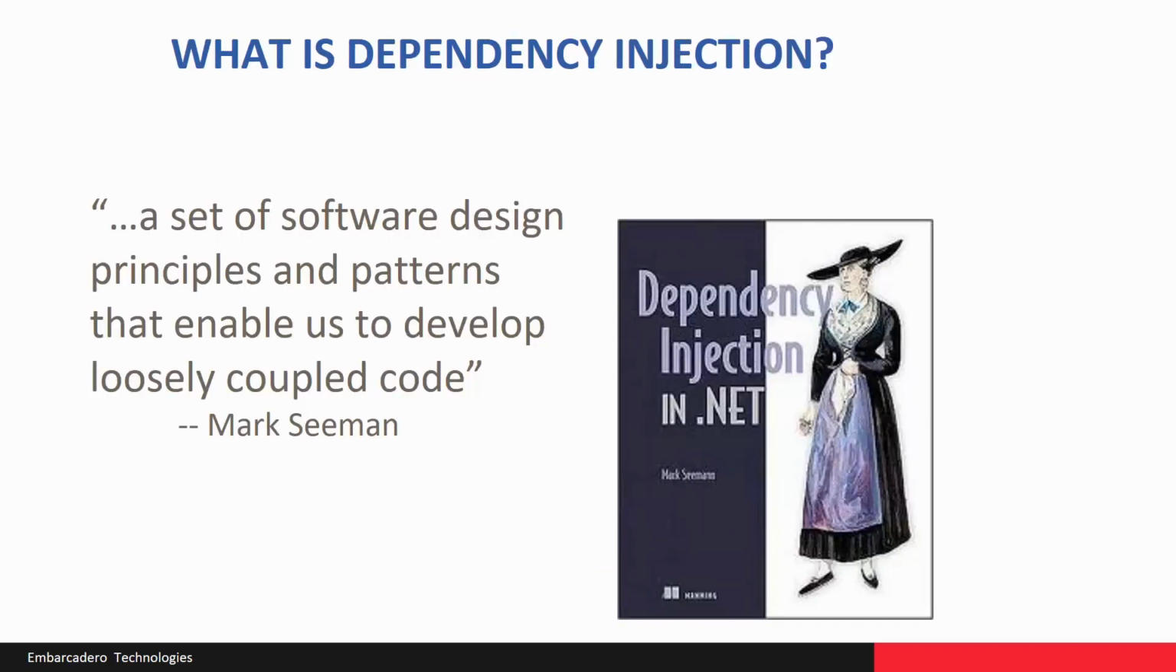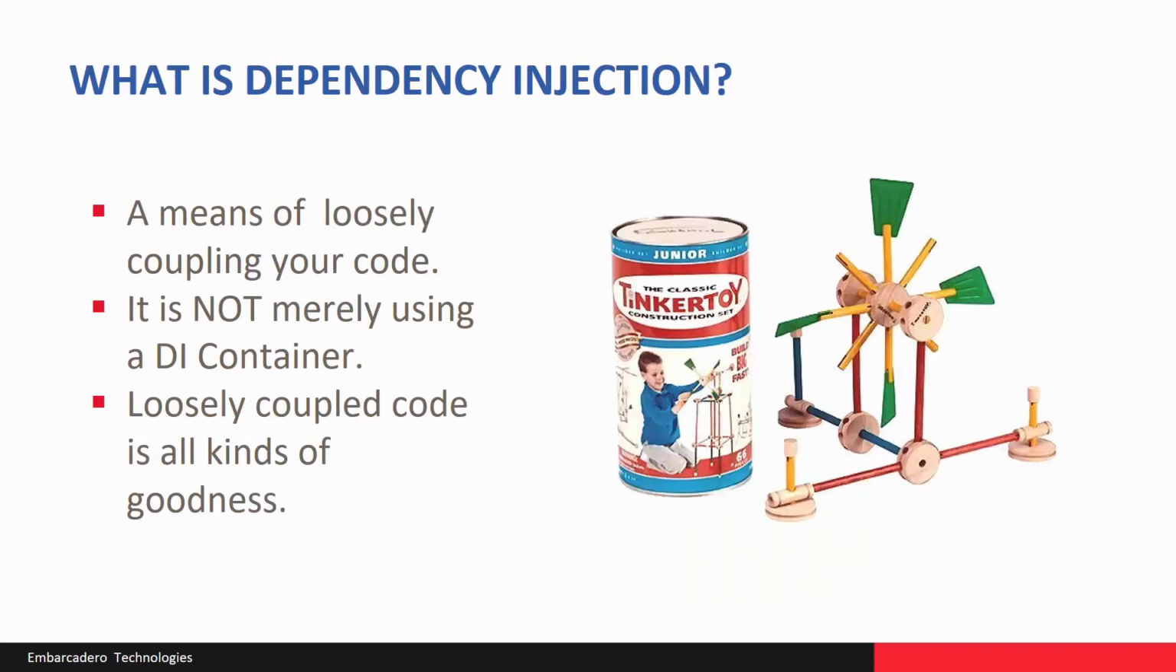So what is dependency injection? Mark Seemann in his book Dependency Injection in .NET says it's a set of software design principles and patterns that enable us to develop loosely coupled code. And that is really all it's about, is developing loosely coupled code. Now, loosely coupled code is good. So dependency injection is just a means of creating loosely coupled code.